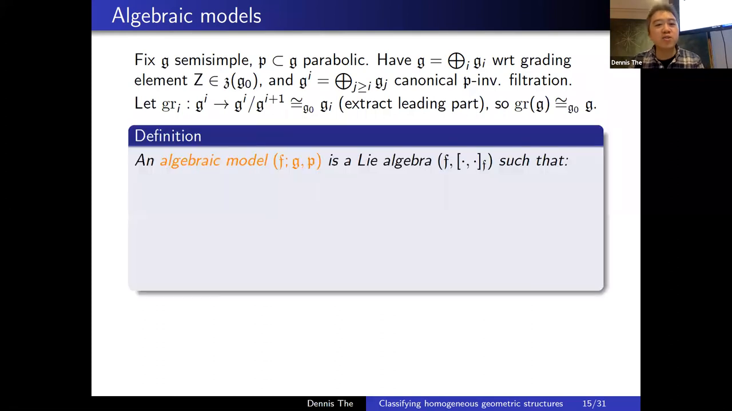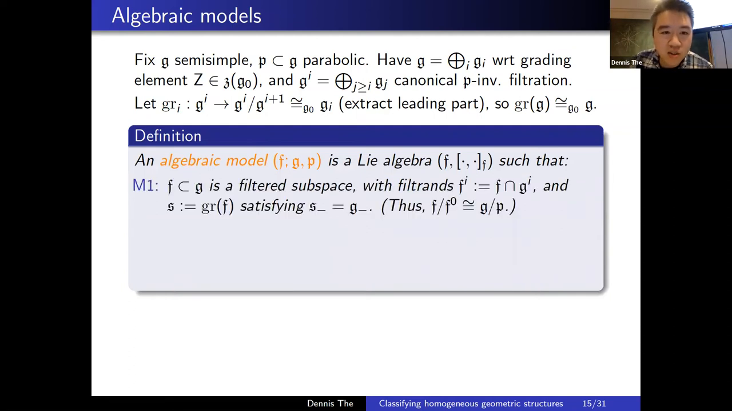So what's my notion of algebraic model that I'll introduce? An algebraic model is a Lie algebra such that three axioms hold. One, it's a filtered subspace. So I induce the filtration on any subspace just from the one I have on this ambient G. Just take the intersection with F itself, to get these filtrands F^i. And then I could take its associated graded. And of course I want that transitivity assumption. So I want the negative part to be full. So S minus is equal to G minus. So in other words, this encodes what was on the previous slide, F mod F0 is G mod P.